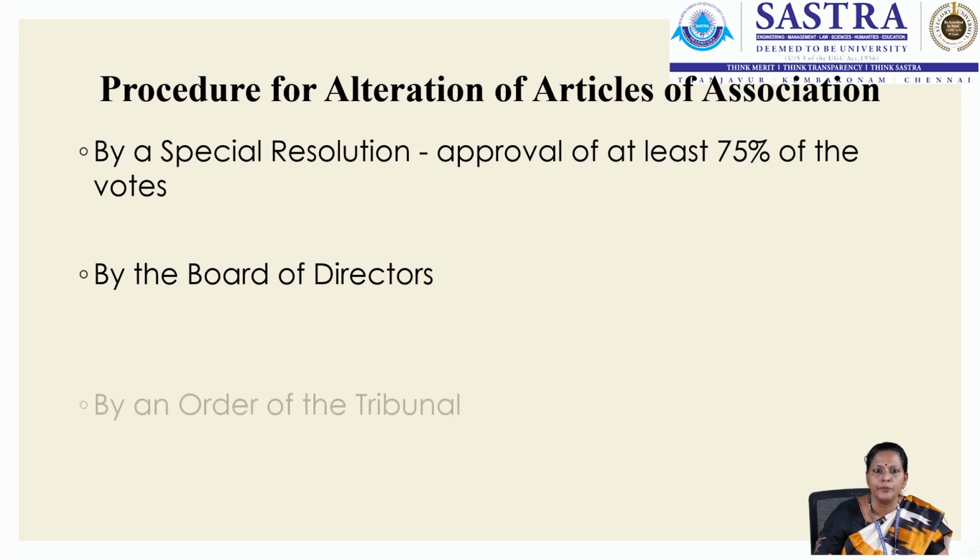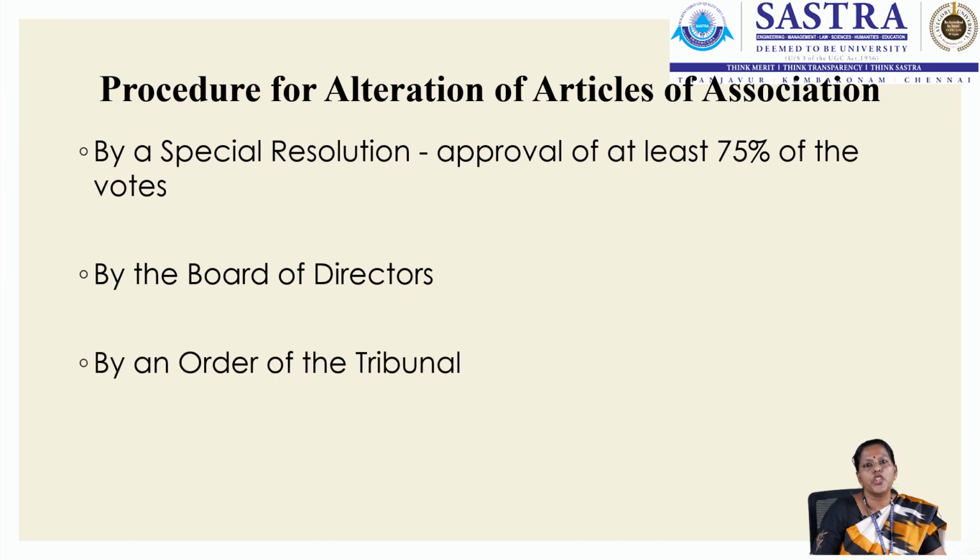So that is needed. Next, alteration can also be done by the National Company Law Tribunal. If the National Company Law Tribunal feels that there are certain provisions in the Articles of Association which affect the interest of a particular section of the shareholders, or which affect the interest of the majority of the shareholders for that matter, they will ask the company to alter those aspects of the Articles of Association. So this is also one of the ways that alteration is done.